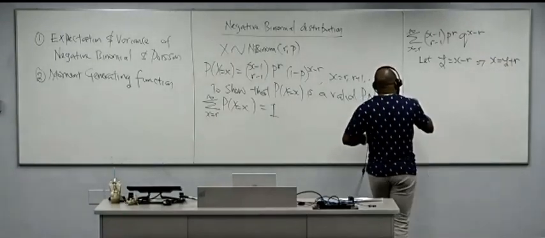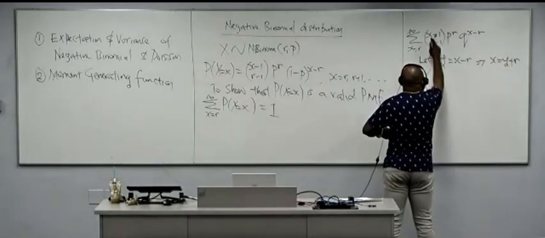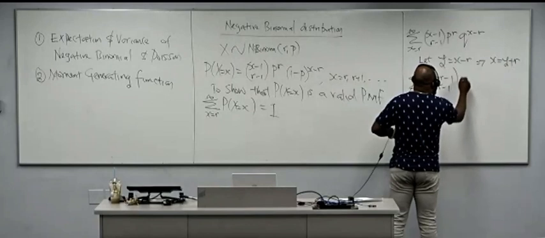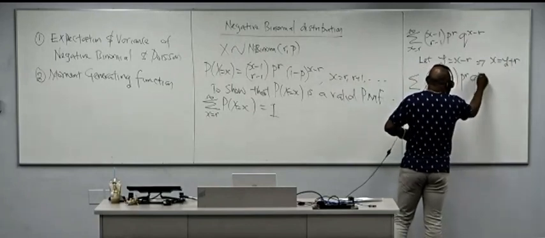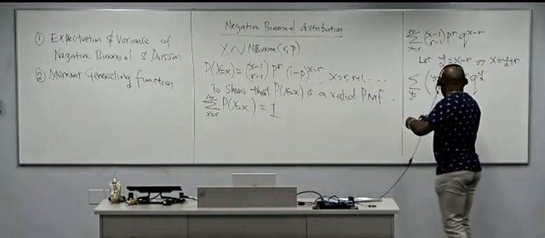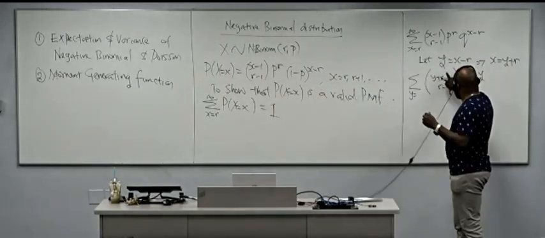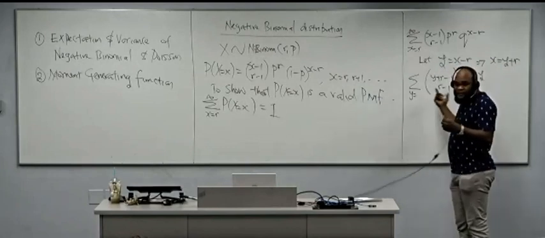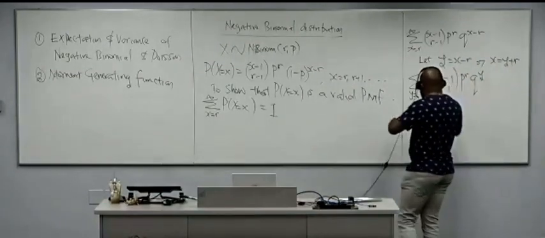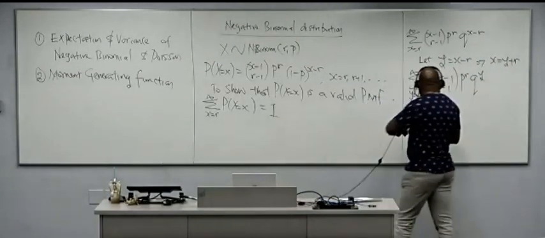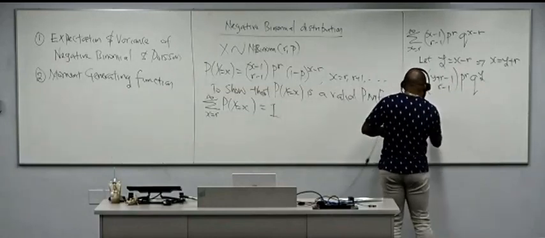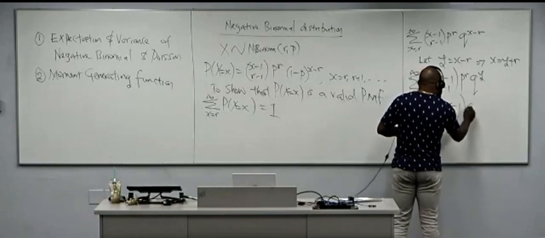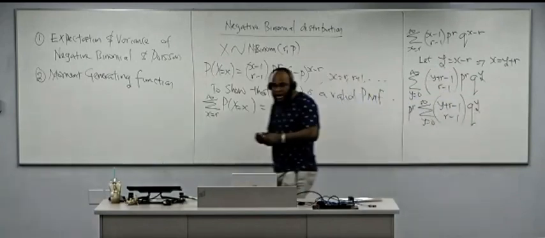And if that is taken, I'm going to have this expression here, with y plus r minus 1 choose r minus 1, p raised to power r, this, and y is going to start from where? If x equals r, then y equals 0, so y starts from 0. So 0 to infinity. Now p raised to power r is going to come out. I'm going to have this expression. Take a look at that. That's what I'm going to have.